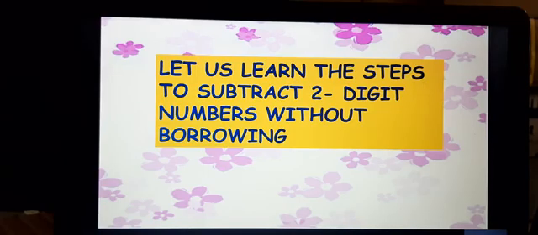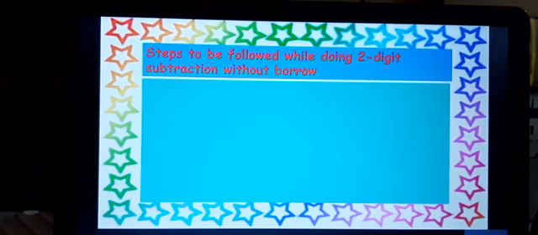Let us learn the steps to subtract two digit numbers without borrowing. Steps to be followed while doing two digit subtraction without borrowing. These steps are required when you follow the method of subtraction for two digits. I will show you the steps. Read those steps once again neatly and clearly and follow them when you are solving your own problems.